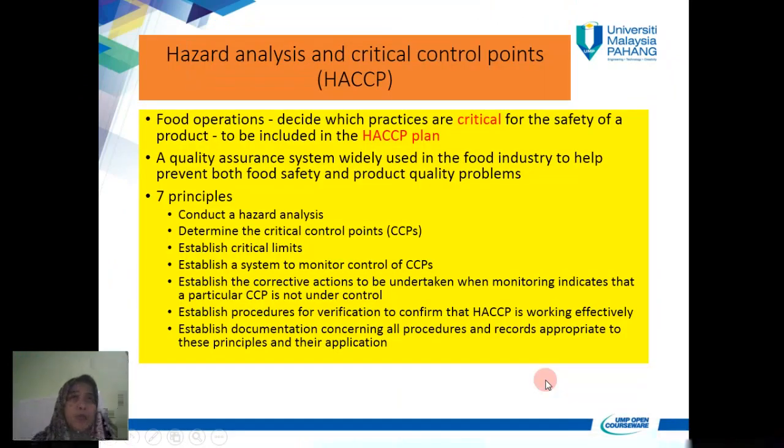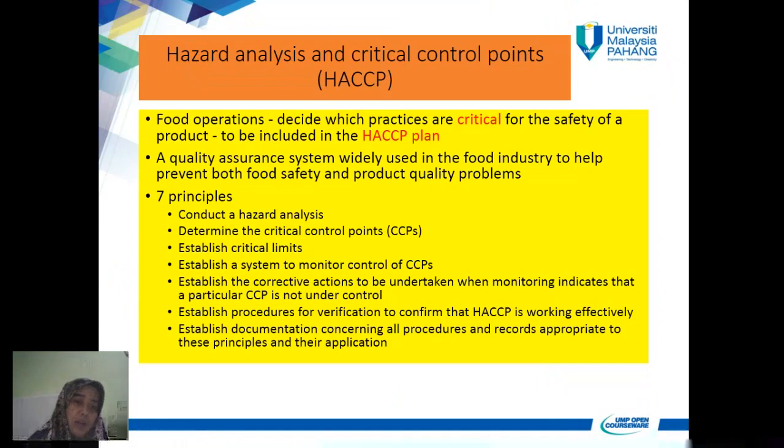Okay, so when we already control the GMP and GHP, then we can proceed to the HACCP, hazard analysis and critical control points. So food operations may decide which practices are critical for the safety of a product, which can be included in the HACCP plan. So HACCP is a quality assurance system which is widely used in the food industry to help prevent both food safety and product quality problems.